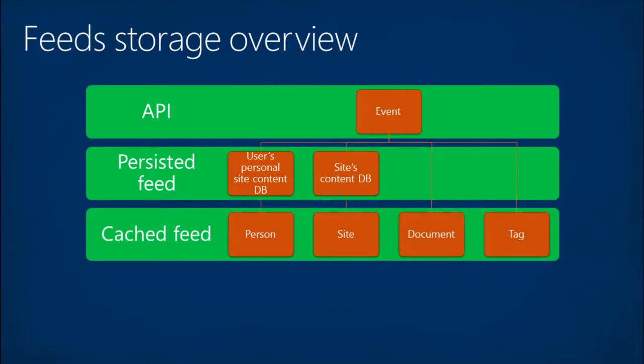If I want to post to a team site, I'm going to target that team site, and the post is going to be written to both those locations again. And those two locations combined represent the site feed. So I've got user feeds and I've got site feeds. I also have document feeds and tag feeds, and I'll get to that in a little bit.